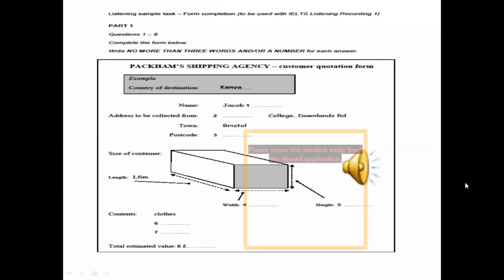Right, we are going for form completion. Be very keen. So I'm going to start the audio. You will hear a telephone conversation between a customer and an agent at a company which ships large boxes overseas.